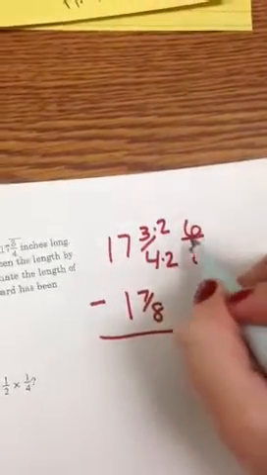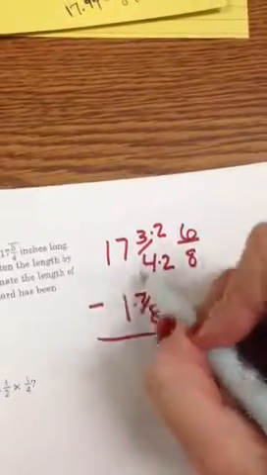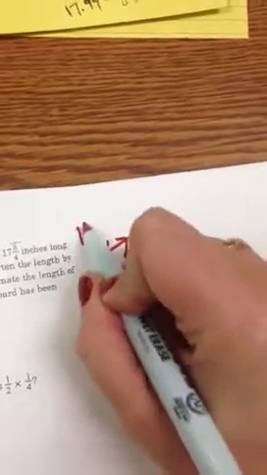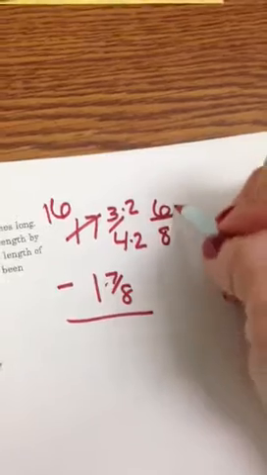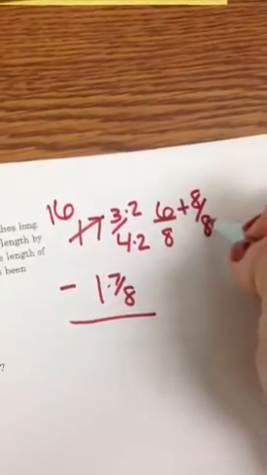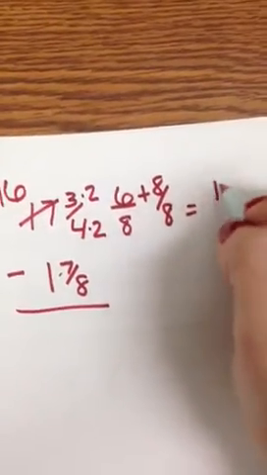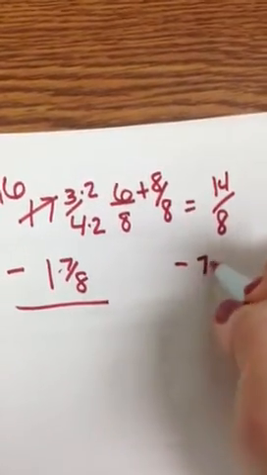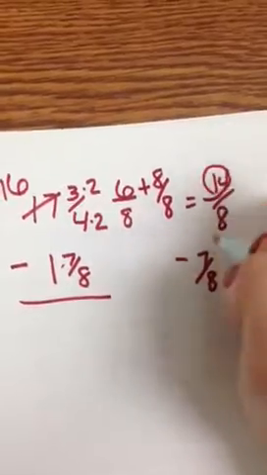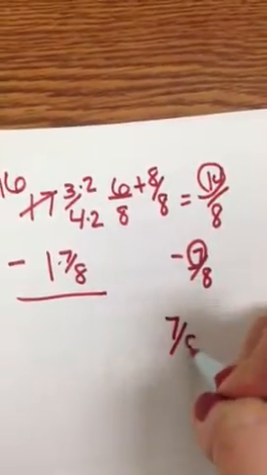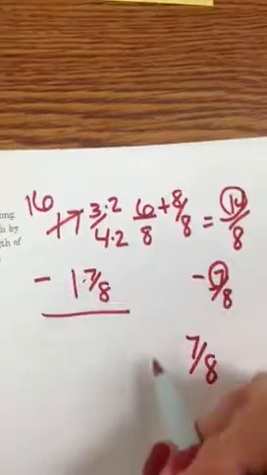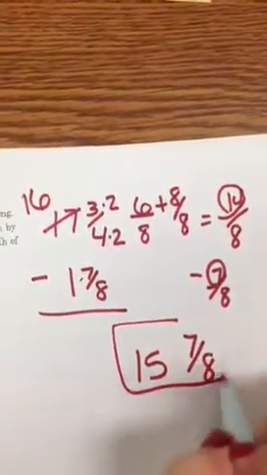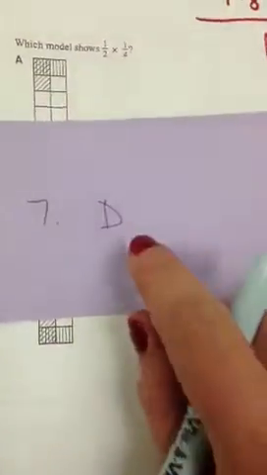which is 6. I can't do 6 minus 7, so I'm going to have to borrow and make this a 16. And then I'm going to add my 1 whole, which is 8/8. That goes to 14/8. Now I can actually subtract it. 14 minus 7 is 7/8. 16 minus 1 is 15. The answer to problem 7 is D.